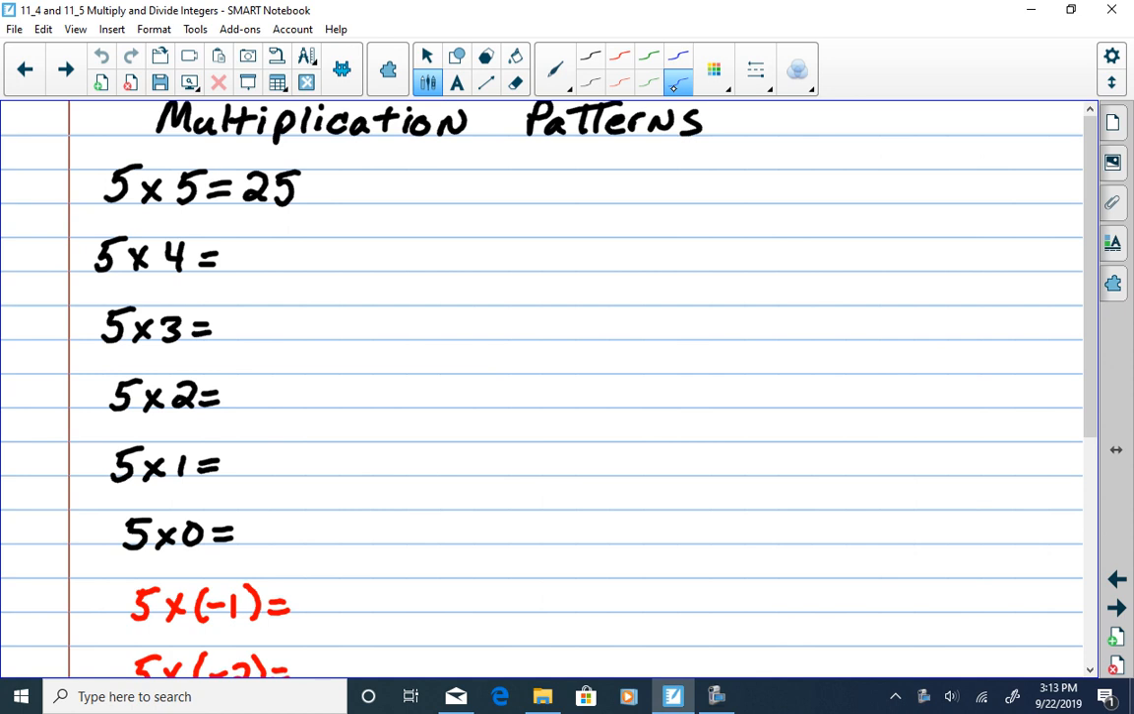products and use the patterns of the products to develop rules. So we're going to start with the multiplication sentence that says that 5 times 5 is equal to 25, right? All of us know that if we have 5 of something and we repeat that 5 times, we'll have a total of 25. We also know that 5 times 4 is going to be equal to 20. We know that 5 times 3 is equal to 15. We know that 5 times 2 is equal to 10. And we know that 5 times 1 is equal to 5. And we also know that 5 times 0 is equal to 0.